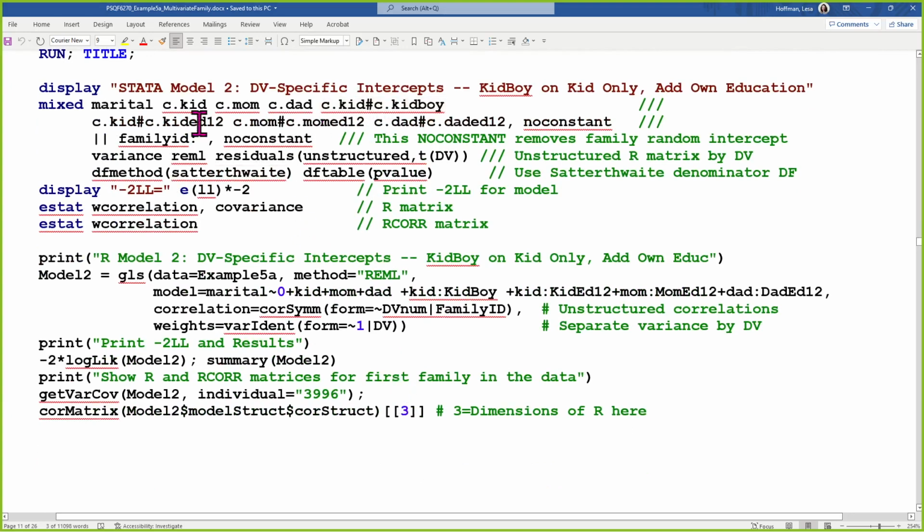They show up as line continuers in Stata because I'm using old Stata. They show up here and they show up here. Otherwise the code is pretty much the same.